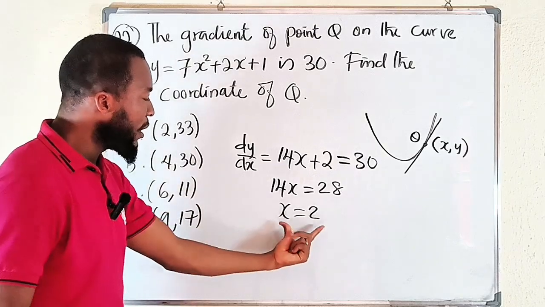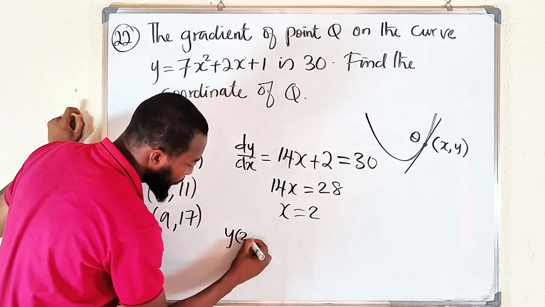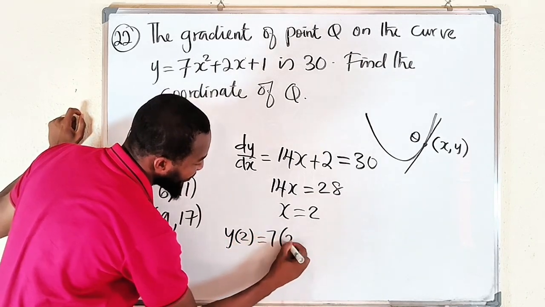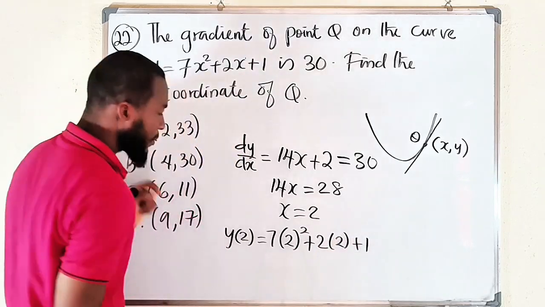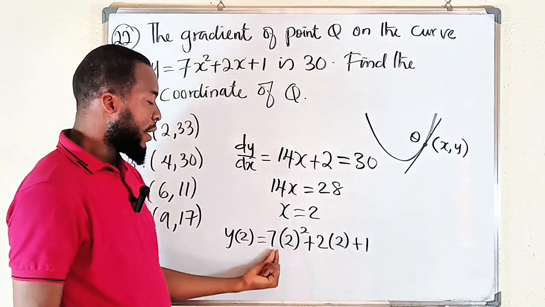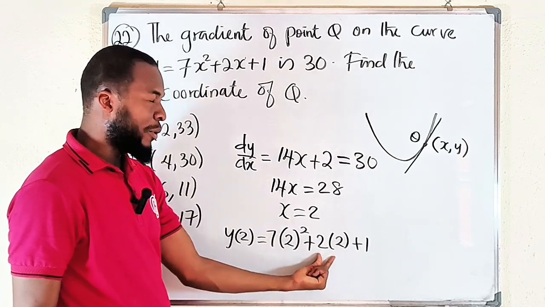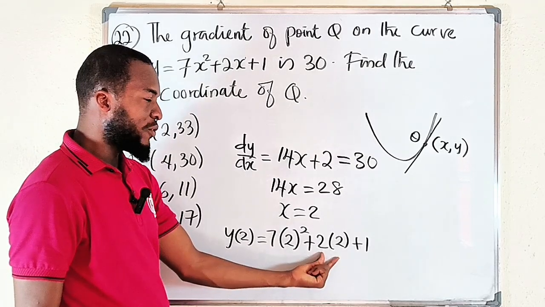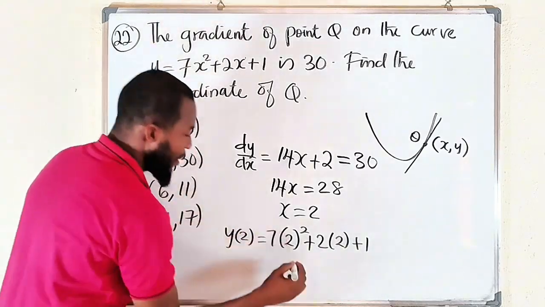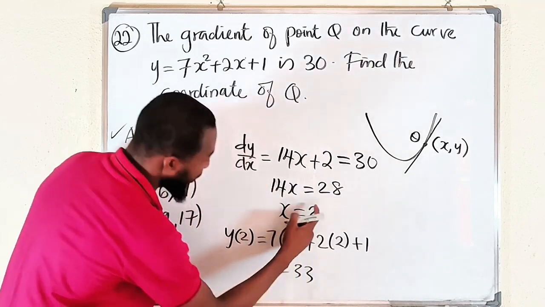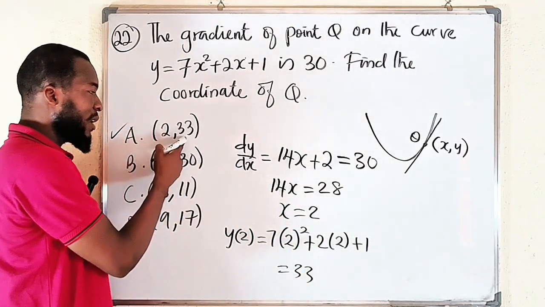But let us confirm. Take the value of x, plug it into the original function. So y of 2 will be equal to 7 times 2 squared plus 2 times 2 plus 1. 2 squared is 4, and 4 times 7 is 28, right? 28 plus 4 is 32, right? Plus 1 is 33. Yeah, you see that here. So this is equal to 33. So when x is 2, y is 33. The coordinates are 2 and 33.